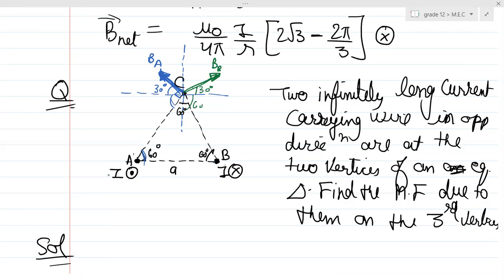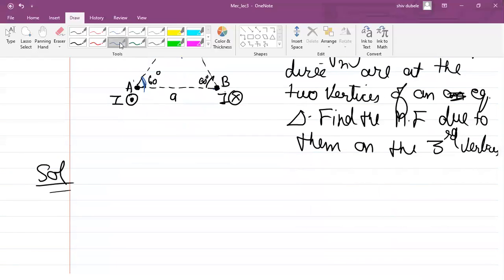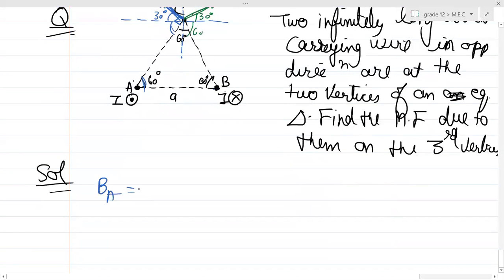So we are thinking of the direction by giving these angles, using the right hand thumb rule. Once you're done with the direction, you just need to write the magnitude. What is the magnetic field due to A? It is an infinitely long wire, so it will be mu naught by 4 pi into twice of I by A, where A is the distance from here to here. So this is the magnitude, and the direction we know.